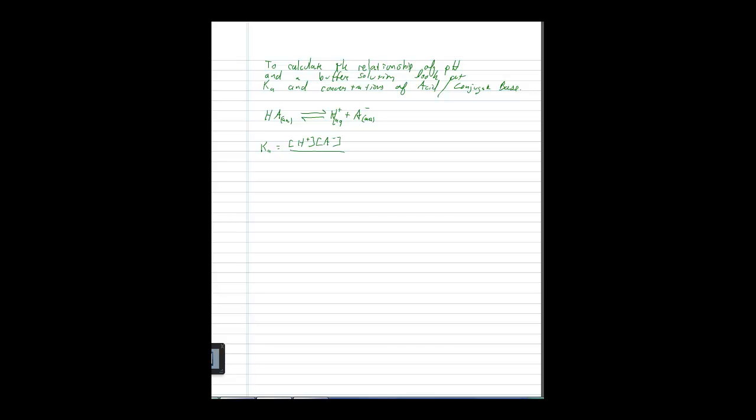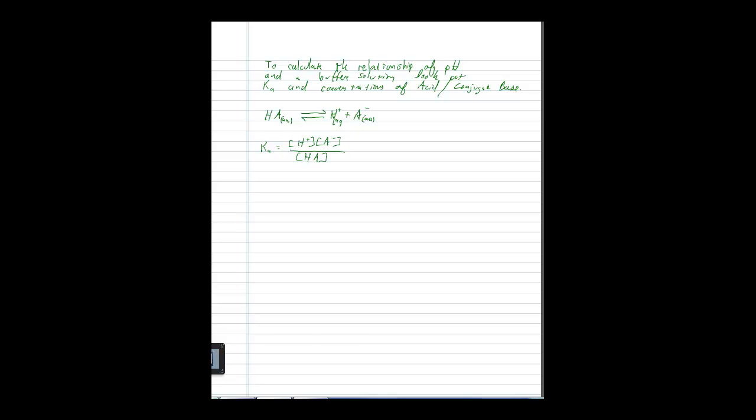Now, what we can do is calculate the pH of a buffer solution if we know the Ka of the acid as well as the molarities of the acid and the conjugate base. I'll show you briefly how we do that. We have HA, where A is the conjugate base, in aqueous solution, so the A could be acetate or fluoride or oxalate. It makes H plus and A minus, aqueous. We know the Ka for this equation is the concentration of H plus times the concentration of A minus all over the concentration of HA.